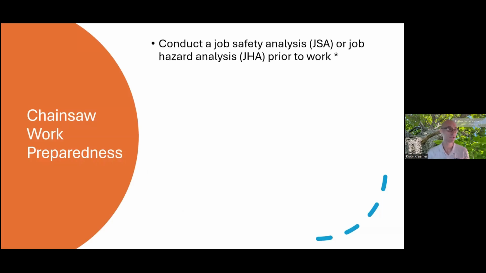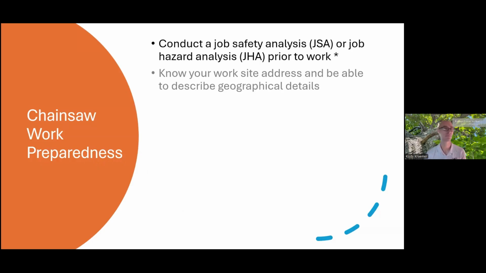Let's talk a little bit about chainsaw work preparedness. It's good to have a JSA or a JHA. In the ANSI Z133, they refer to a job briefing with, quote unquote, available information on the known hazards pertaining to each job. Know where you're working, be able to describe geographical details. Know if you're going to be taking somebody in and not waiting for an ambulance, know where you're going to be headed.